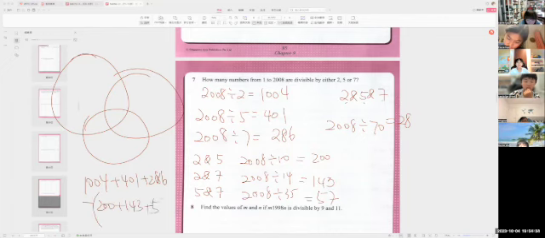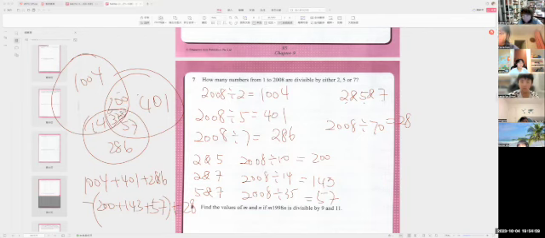So basically the answer is 1004 plus 401 plus 286 and minus 200 minus 143 and minus 57 and plus 28, because this is 1004, this is 401, this is 286, and this part is 143, and this part is 200, and this part is 57, and the middle one is 28. Get it, everybody? Okay, so it's like the Venn diagram, right?